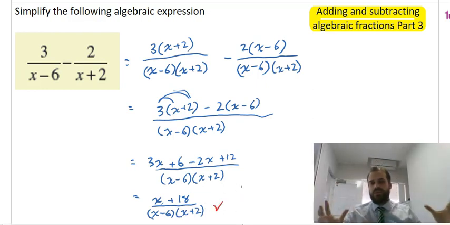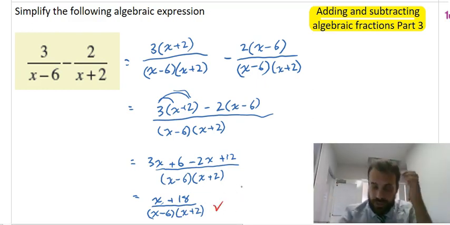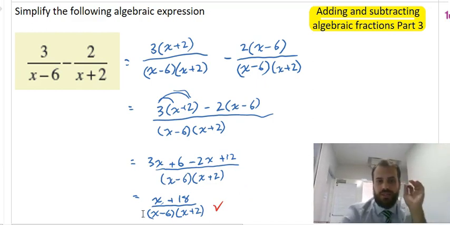Alright, that's as hard as these questions really should get. That's adding and subtracting algebraic fractions, part 3.